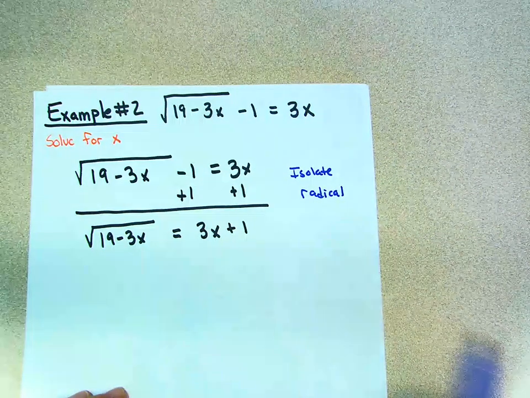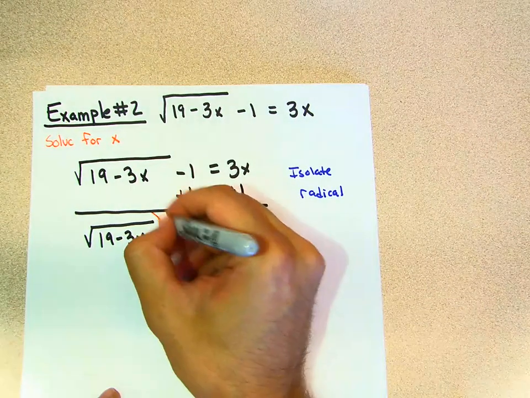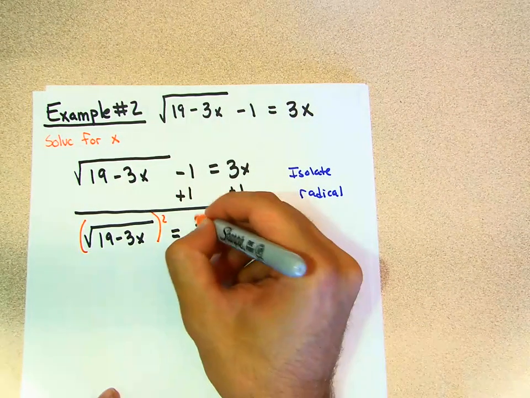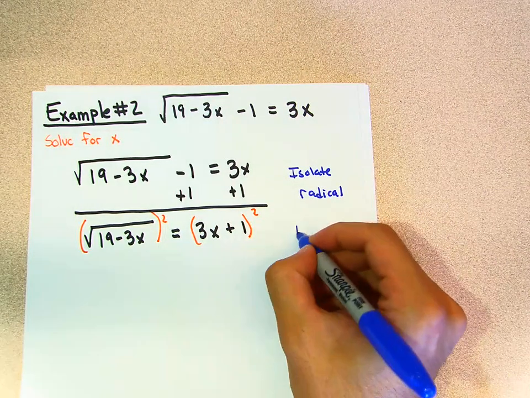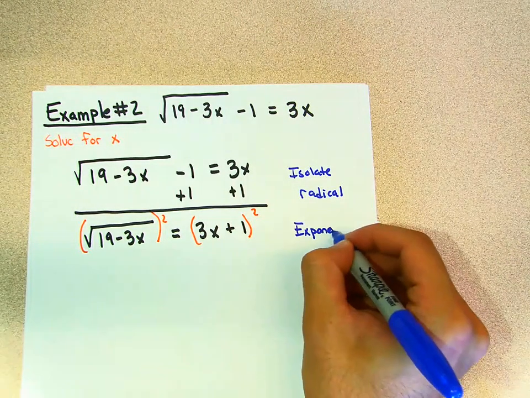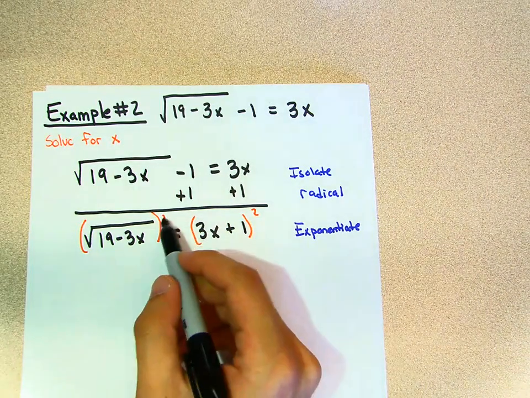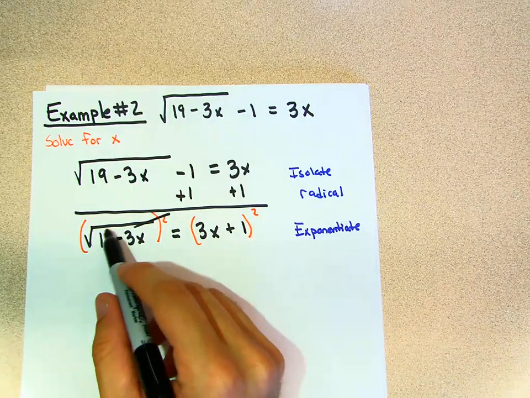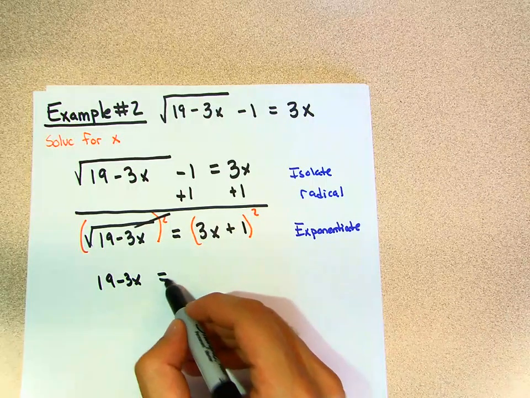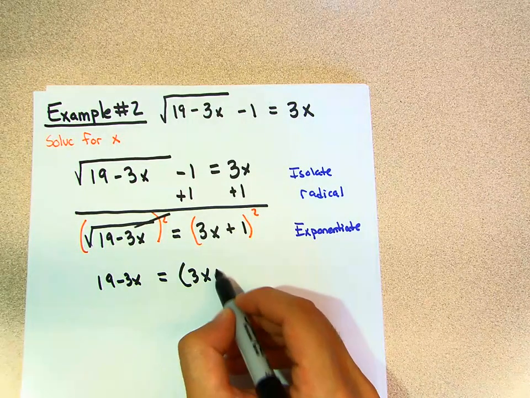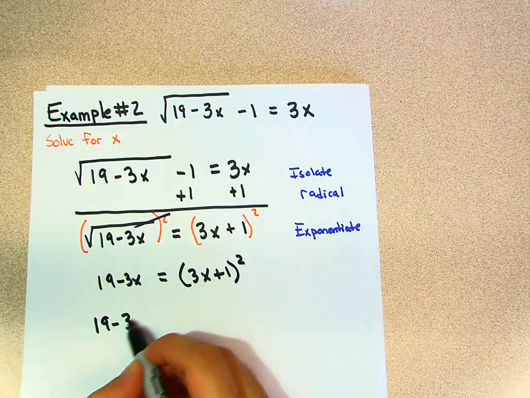What's my second move? Here I have a square root. So to cancel the square root, I'm going to square both sides. And now what do I get? The move here is exponentiate, right? And now what happens here? This cancels, right? The square root and the square. So this is 19 minus 3x. But now here we have what? We have 3x plus 1 squared. And now this 19 minus 3x stays the same.